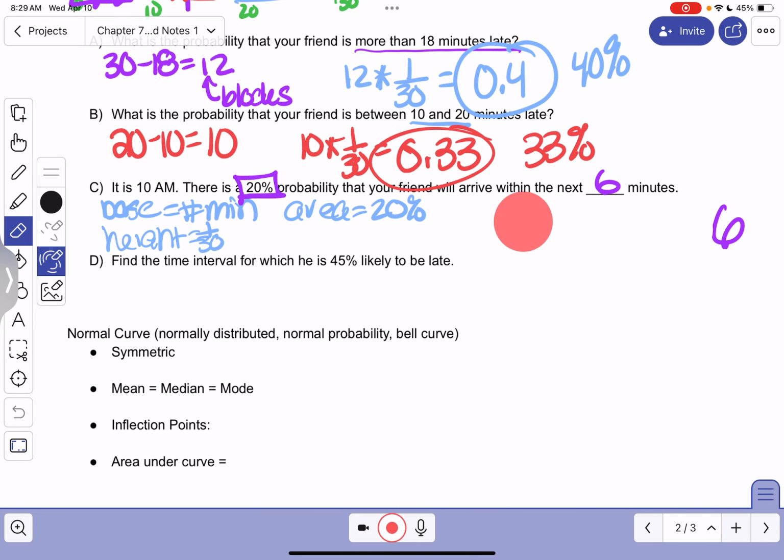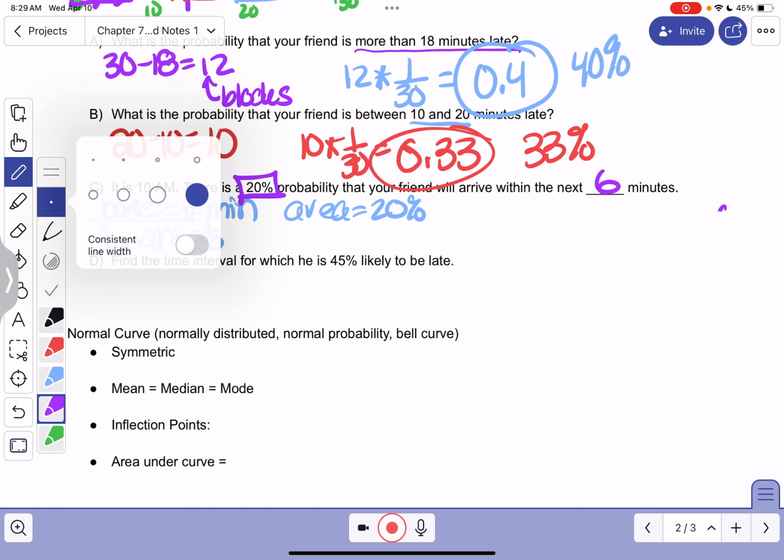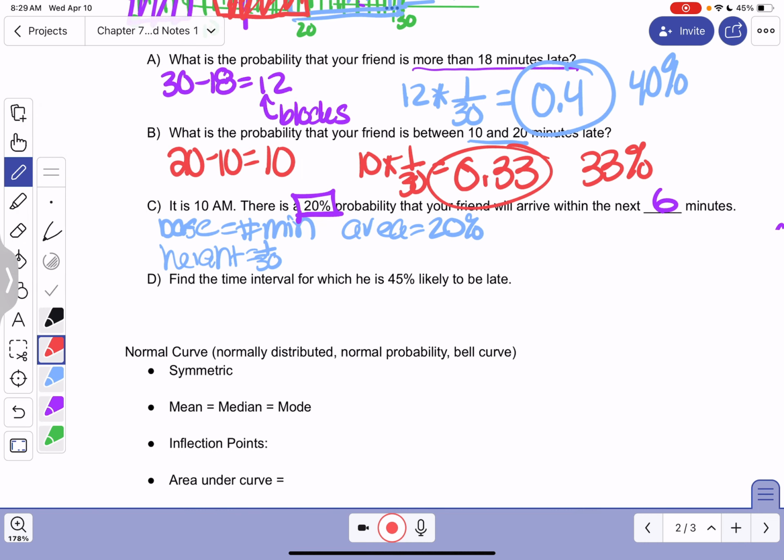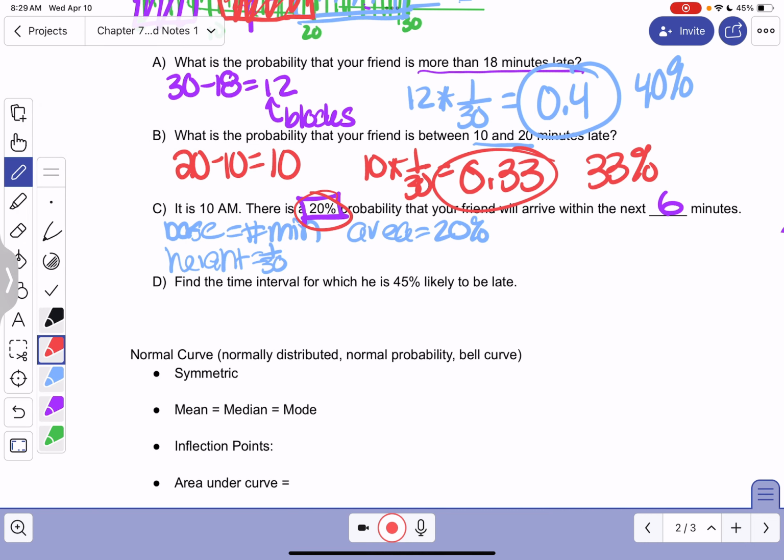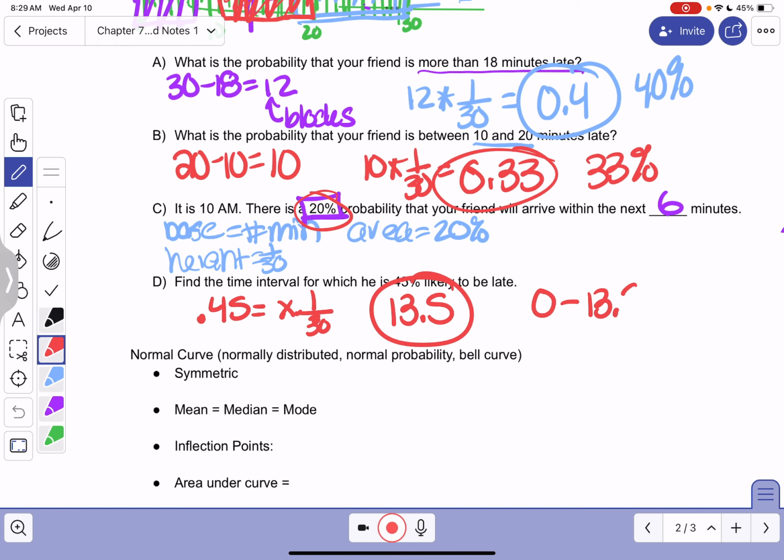So find the time interval for which he is 45% likely to be late. Essentially we're doing the same thing. We're finding that 45th percentile. So we're saying 0.45 equals x times 1/30. Multiply both sides by 30, and we get 13.5. So the interval is any interval that's 13.5 minutes long, from now to 13.5 minutes, is how you would really do that. All right, so that's the uniform curve.